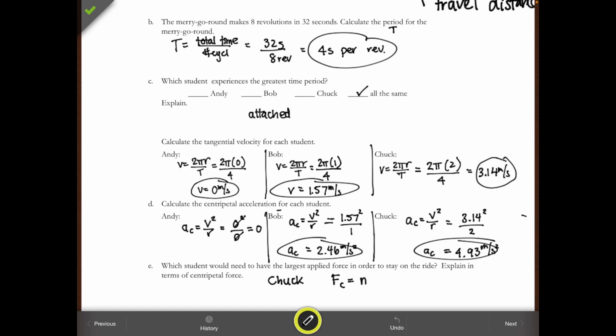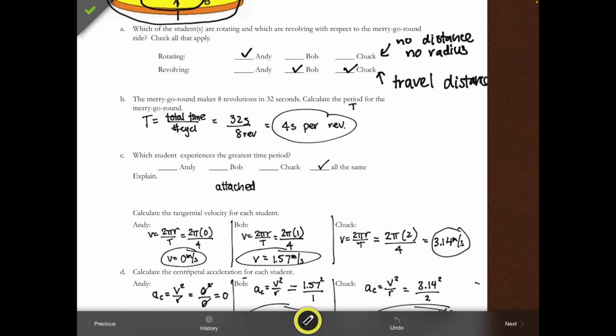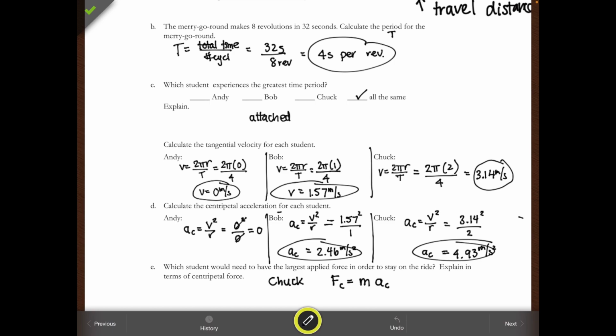Centripetal force can be calculated with mass times centripetal acceleration. So assuming they're all the same mass, or at least close enough, Chuck would have to use twice as much force because he has twice as much acceleration. He's changing direction at a faster rate because he's farther out from the center of the circle. Chuck would need to apply twice as much force because of this direct relationship. And needing twice as much force, if he doesn't apply that amount, then he goes sliding off this merry-go-round.